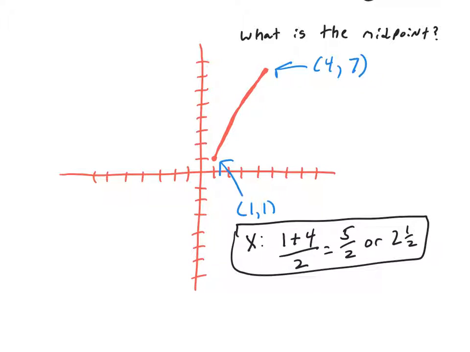For the y value, I'm going to do the same thing, except this time we have from 1 to 7. So I'm going to do 1 plus 7 divided by 2, which is 8 divided by 2, which is 4.